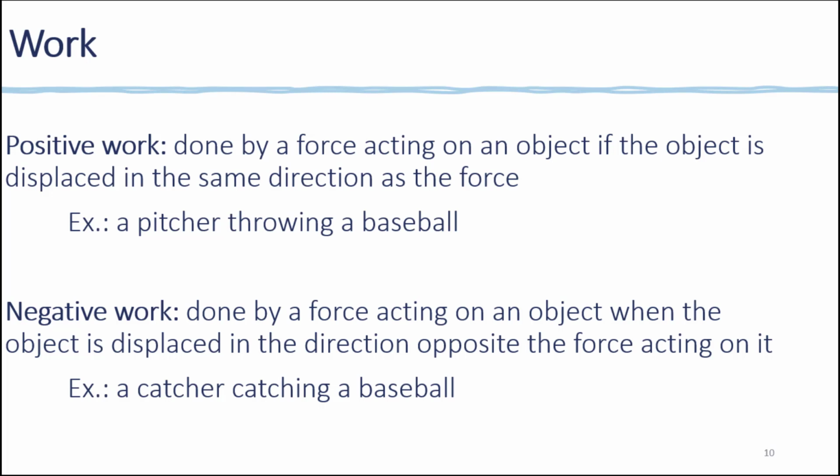Now, negative work is done by a force acting on an object when the object is displaced in the opposite direction of the force acting on it. So a catcher does negative work against the baseball when they're catching it. A weightlifter does negative work against a weight when they're lowering it, like we saw. And friction does negative work on a skier that's sliding down a hill.